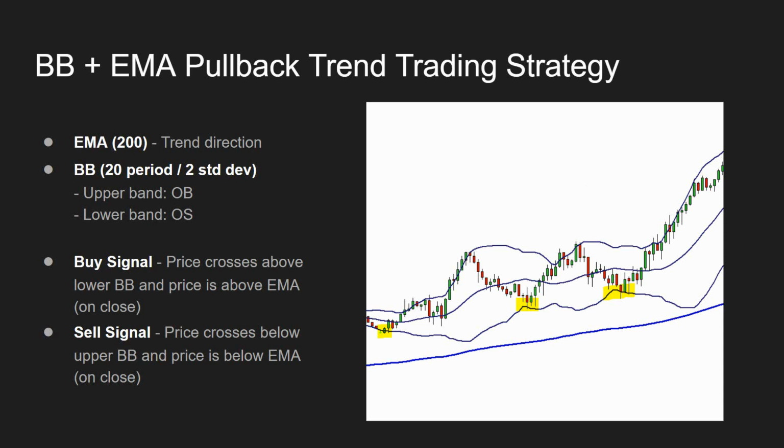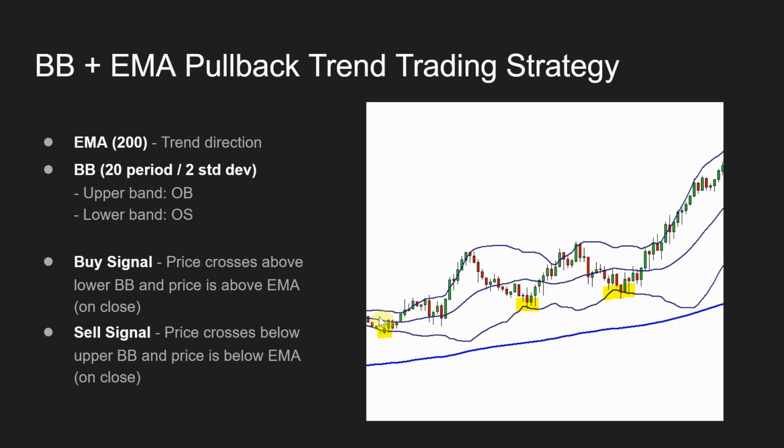So what we're looking for, in case of a buy signal, is when price is above the 200 period EMA, and when price crosses above the lower Bollinger Band. So where I've highlighted here in these 3 particular areas, and to be fair, I don't think this one is actually a signal.